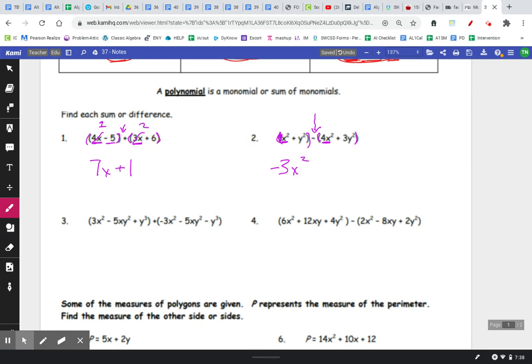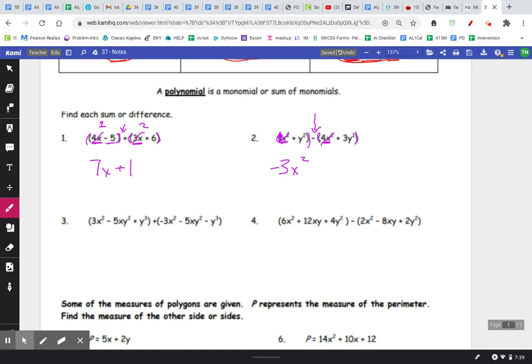They were x squared terms. I need to leave it that way. Okay, I'm taking essentially how many x squareds do I have first? How many x squareds do I have second? It was 1 minus 4. 1 minus 4 is negative 3. And what made them like terms? They were both x squared. So I'm essentially done with this and this.